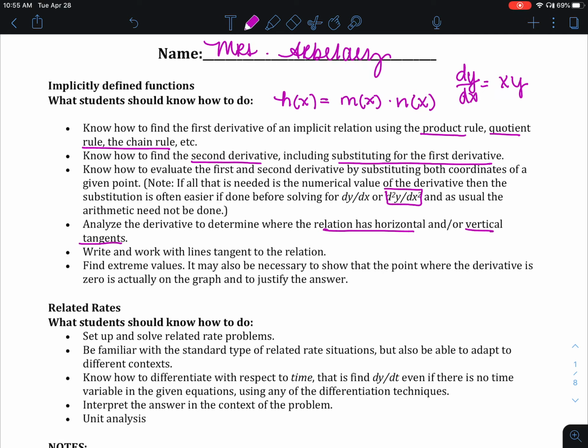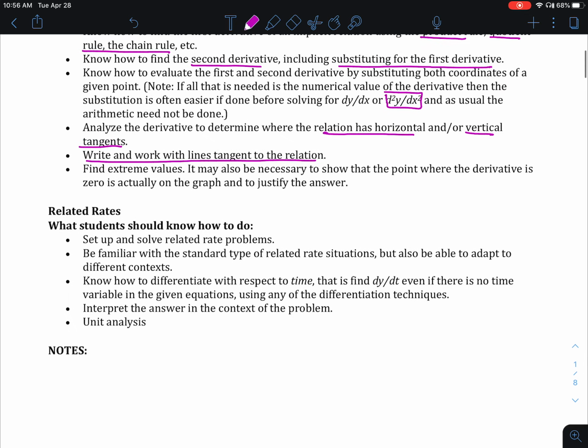Write and work with tangent lines. This is where you might have to estimate a point close by. You're going to have to write a tangent line. We see that in the one free response question today with an inverse function. And then finding extreme values. It's going to be necessary for you to understand that extreme values happen at the end points or where the slope equals 0. It could be on a graph or it could be in a table.